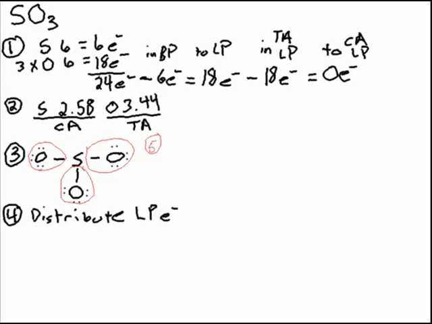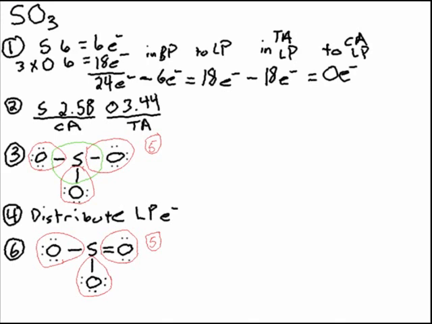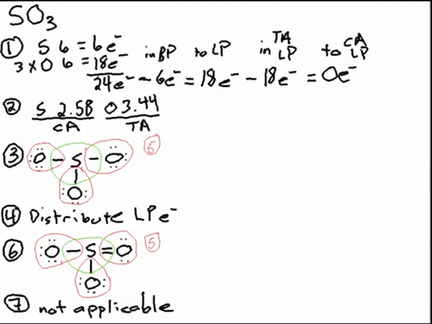5. Check for octets. The terminal oxygen atoms are satisfied. However, the central sulfur atom is electron deficient with only 3 bonding electron pairs, that is, 6 electrons. Form a double bond by changing a terminal atom lone electron pair into a bonding electron pair with the central atom. Applying step 5 again, the terminal oxygen atoms are all satisfied and the central sulfur atom is satisfied. Step 7 does not apply, so we continue with 8.